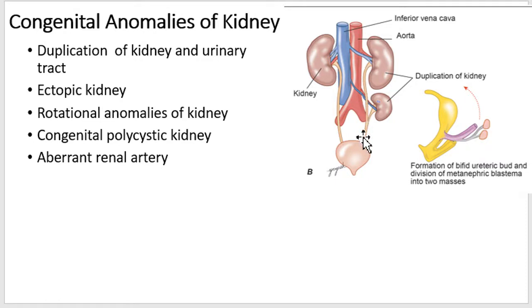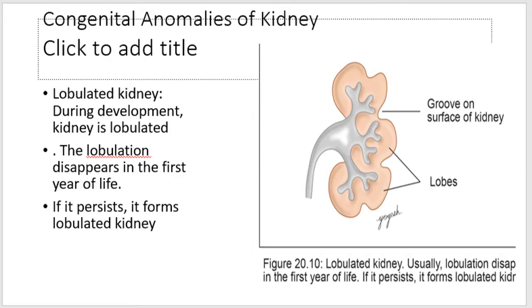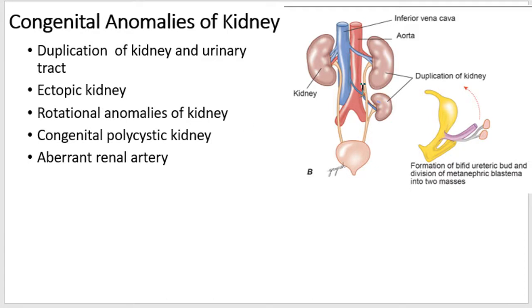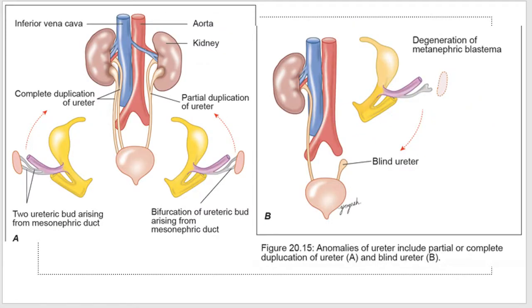When the ureteric bud is divided and both parts develop into two different parts, and the metanephric blastema develops tissue differentiated around these two parts, it forms the duplication of the kidney and duplication of the ureter. Sometimes there is a duplication of the ureter, or a bifid ureter, present.